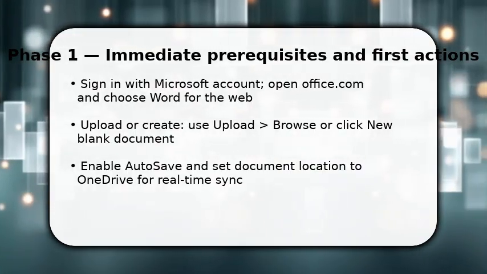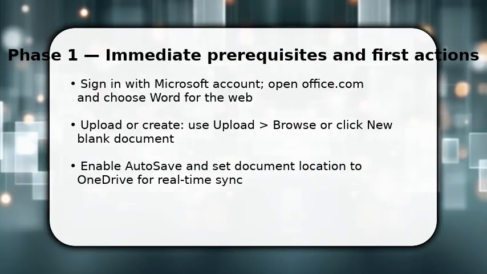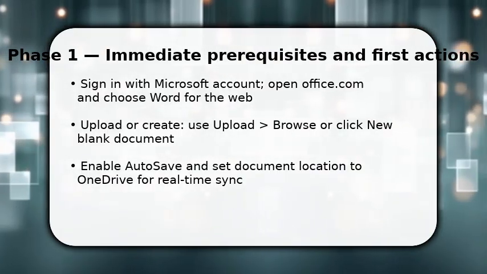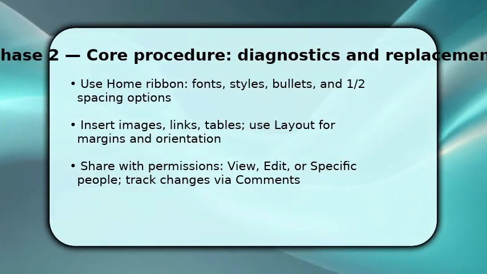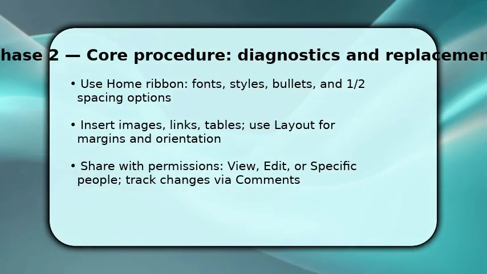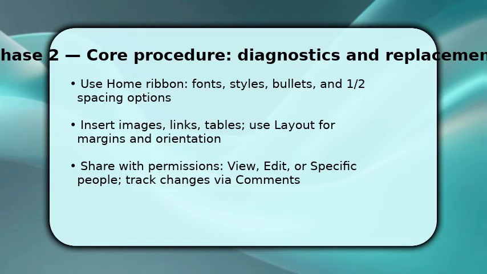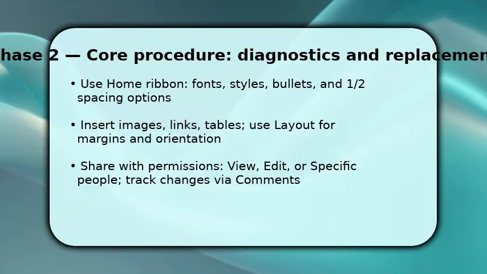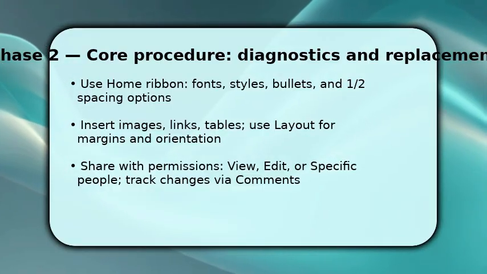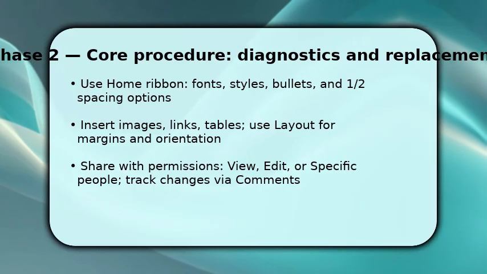Now you have a live document. Proceed to edit. And remember, you can always rename the file at the top to keep it organized. You'll focus on content and layout next. Use the home ribbon for fonts, heading styles, and paragraph spacing so screen readers and export retain structure. Insert images or tables with the Insert tab. Once placed, use layout to adjust margins or orientation for print.